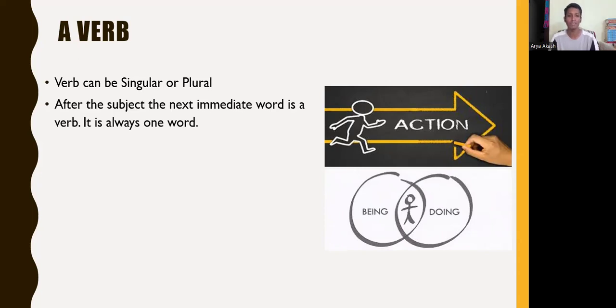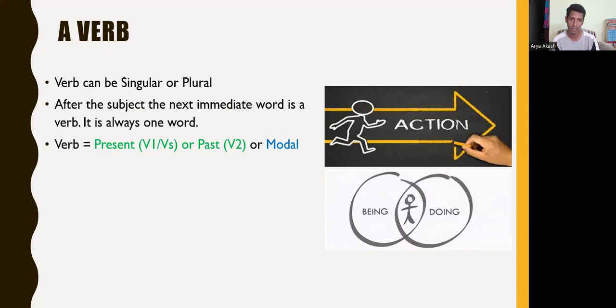After the subject, the next immediate word is a verb. Please pay attention. After the subject, the next immediate word, we're talking about sentence formation. First, we need to place the subject. After the subject, the next immediate word is a verb. And verb is the first part of predicate. Subject plus predicate is equal to sentence, a clause. So that's the sentence formation. And it is always one word. Verb cannot be more than one word. A subject can be more than one word, a predicate can be more than one word. Verb is never more than one word. It is always one word.